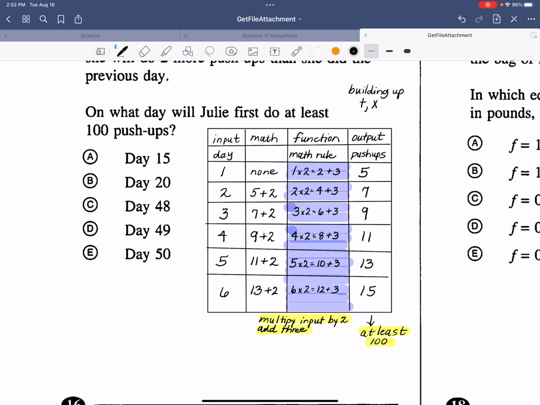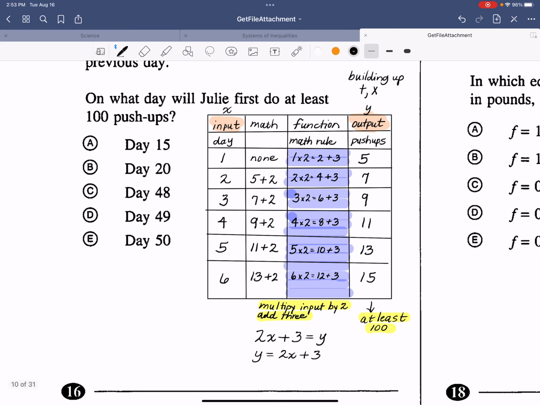Okay, so our formula is going to be, oh, there's one other thing I need to show you. Remember another way to do input output. Input is X and output is Y. So we are going to do 2 times X, add 3, and that will give us the Y that we want. So Y is 2X plus 3. Just turning it around into slope-intercept form.